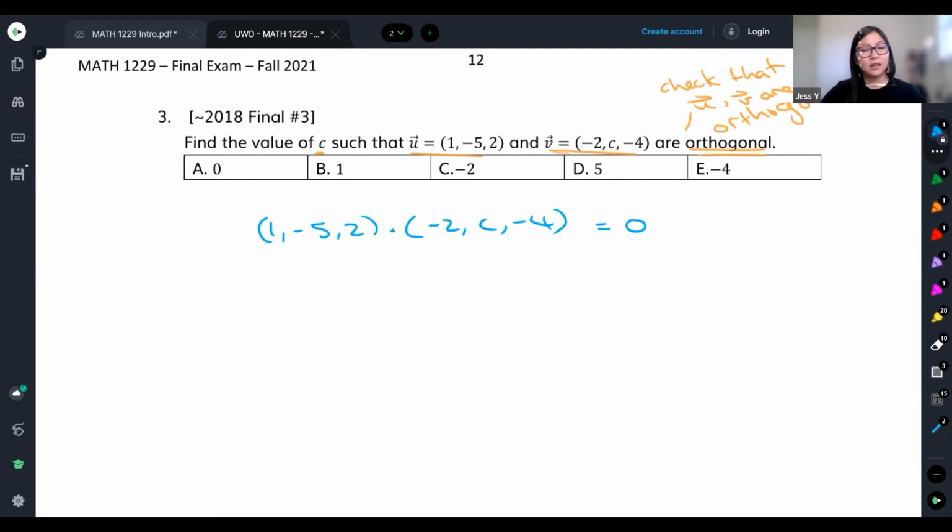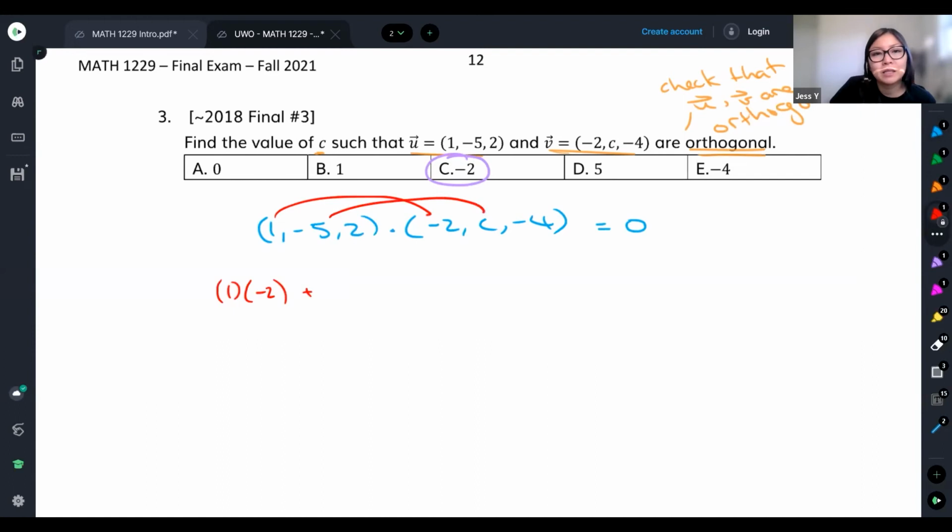Thanks for voting, guys. The correct answer for this one, drum roll, is C. It should be -2. Let's just double check to make sure we're all on the same page. Remember, when you're doing dot product, you're doing 1 times -2 plus the -5 times C, so that's -5C, plus the 2 times -4, and we want that to equal 0. So we have this equation. This is -2 minus 5C minus 8 gives us 0.